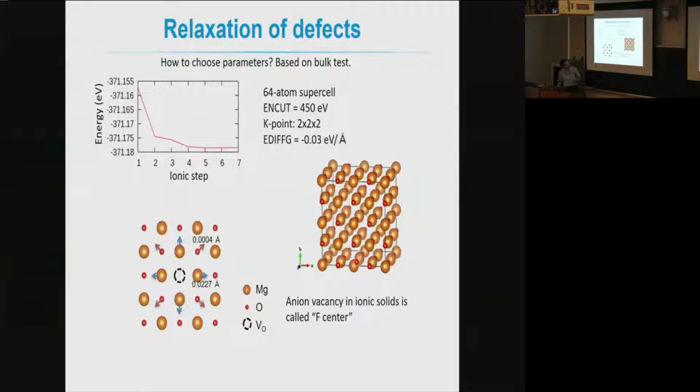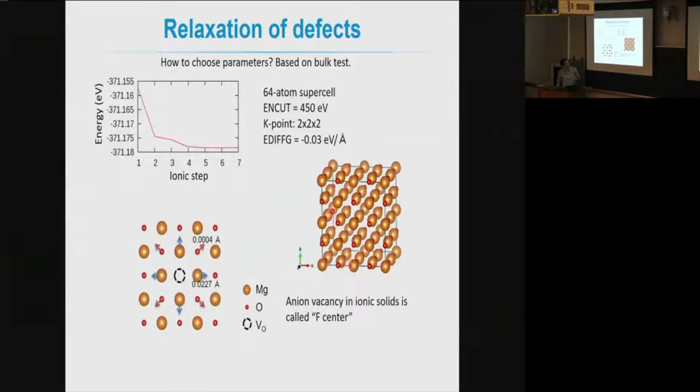Therefore, there's some reasonable size of the supercell that we will discuss later, more specifically in the supercell size test. But here, for convenience, we take the 64-atom supercell, which consists of 32 magnesium and 32 oxygen atoms, and its cell is a cubic cell. Its lattice parameter is simply 2 times the lattice parameter of the conventional magnesium oxide cell.